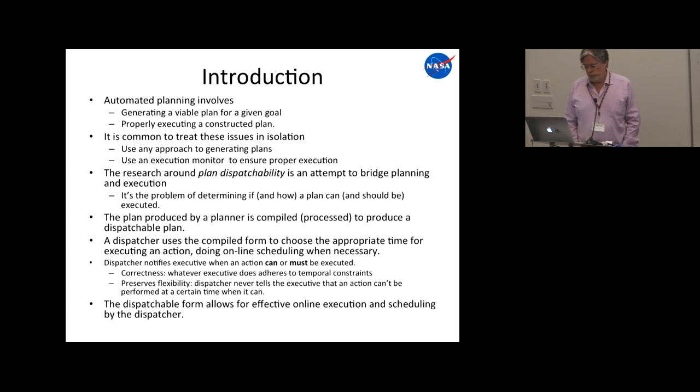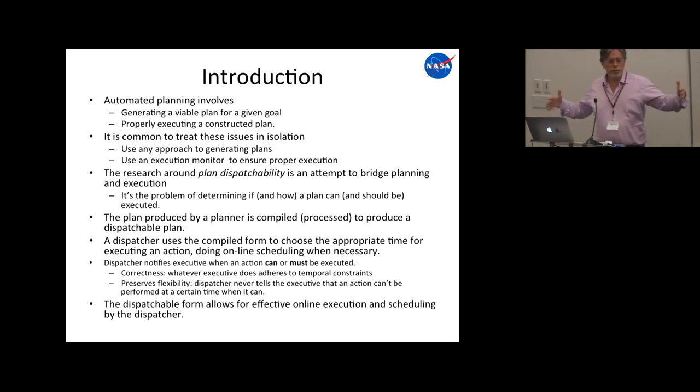Just to summarize the starting point for this tutorial. Automated planning involves generating a plan for a given goal. You have a mission goal or some kind of goal, and a plan is a sequence of actions that accomplish the goal, or some combination of actions to accomplish the goal. And since it's automated, it also involves properly executing a constructed plan.